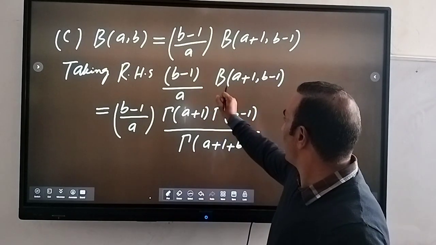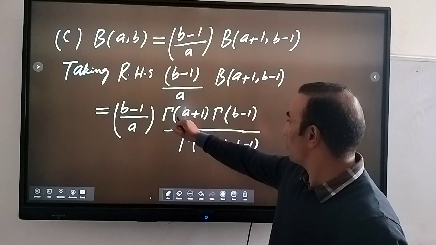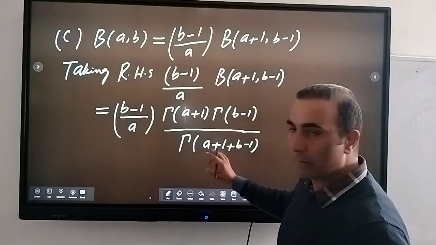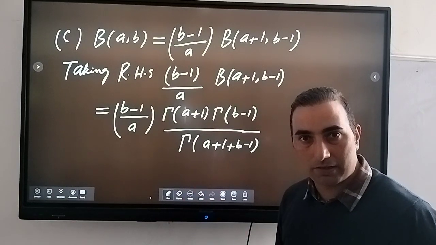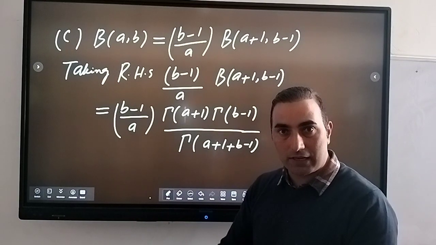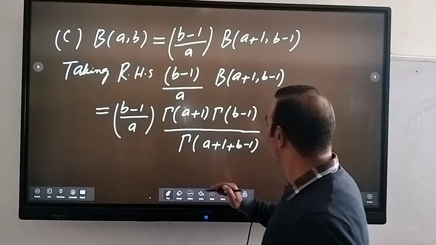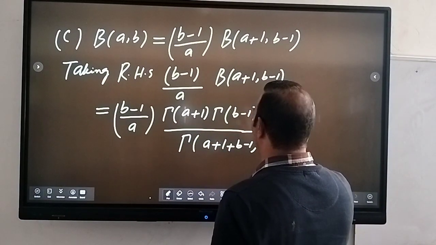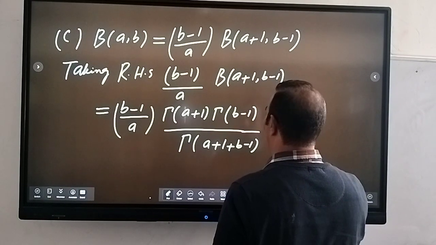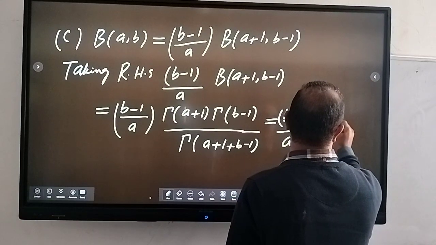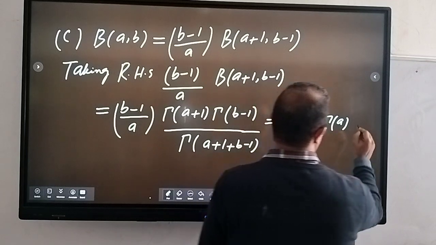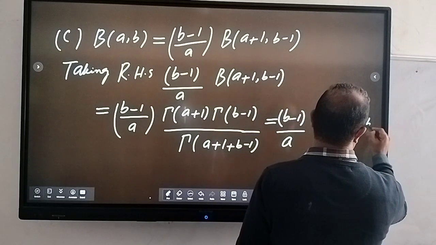So instead of A we have A plus 1, so this is gamma A plus 1, and instead of B we have B minus 1, so gamma B minus 1 divided by gamma of A plus B. That's A plus 1 plus B minus 1, right? So this is very clear. Now again use the property that gamma of Z plus 1, that's Z gamma Z. So use it here. So we can rewrite this as (B minus 1) upon A, that's A gamma A, right? And this is gamma of B minus 1.